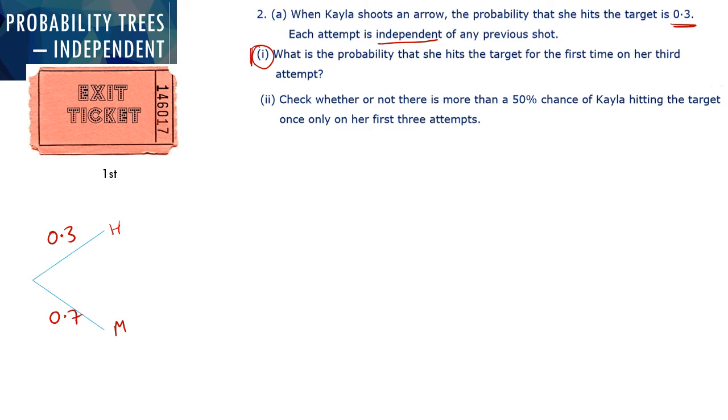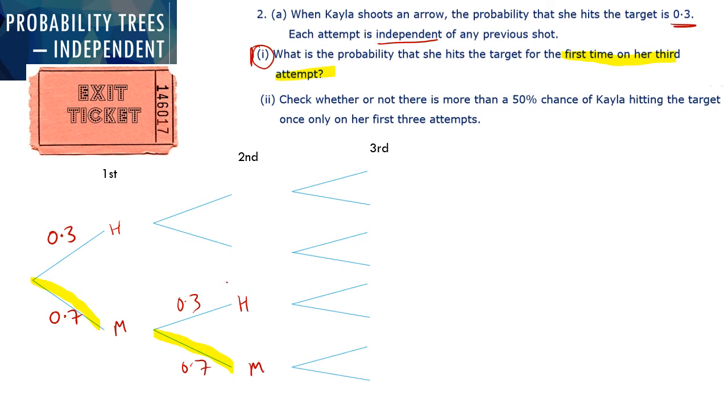So keeping in mind this question, we're thinking about she hits it for the first time on her third attempt. So she misses on the first go, and then the second go. From here, she can hit it or miss it. Probabilities are still the same. She misses on the second go. Remember, she hits it for the first time on her third attempt. So third attempt, again, it's going to be a hit or a miss with those same probabilities.